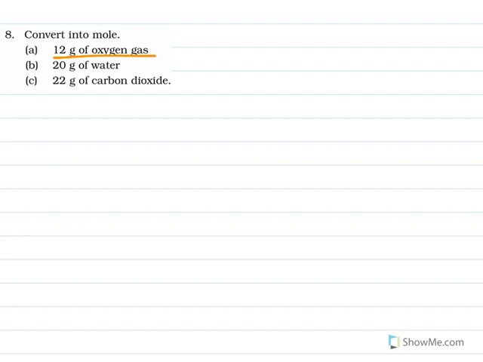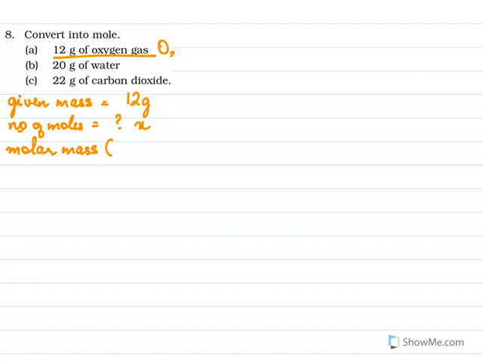Convert into mole. First, 12 grams of oxygen gas. So given mass, 12 gram. Here we need to know number of moles. Number of moles is a question, so we take it as X. Molar mass of oxygen gas. Oxygen gas is O2. So this is O2, which is 2 oxygen. 2 oxygen means 2 into 16, that is 32.